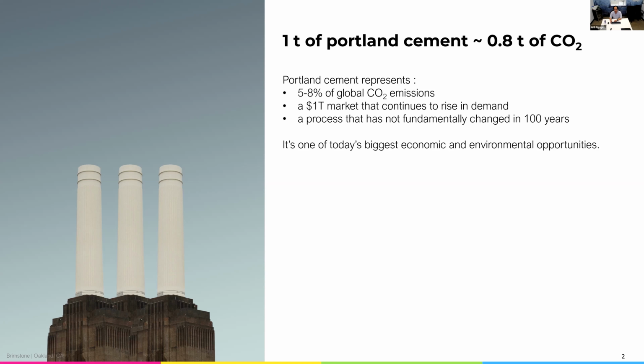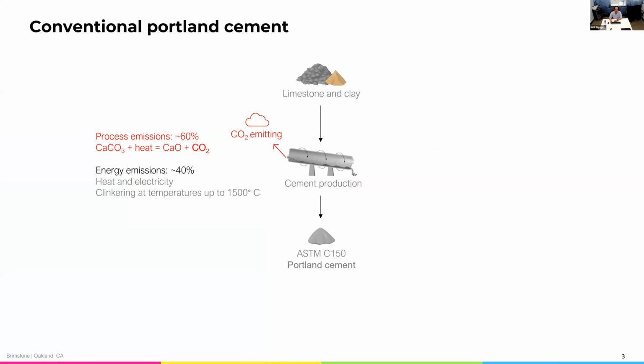So before I get into why Brimstone cement is different and carbon negative, I think it's useful to understand how conventional Portland cement is produced today. So the raw feedstock for Portland cement mostly consists of limestone and clay. Limestone provides the calcium you need for cement, and the clay also provides silica, and both of them will also provide alumina and iron. As part of cement production, roughly 60% of the CO2 related to cement production is actually related to the calcining of limestone.